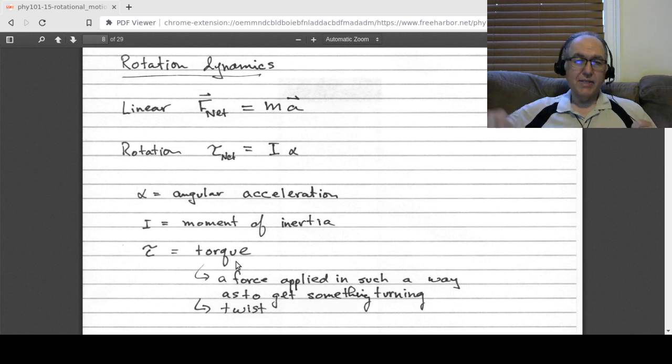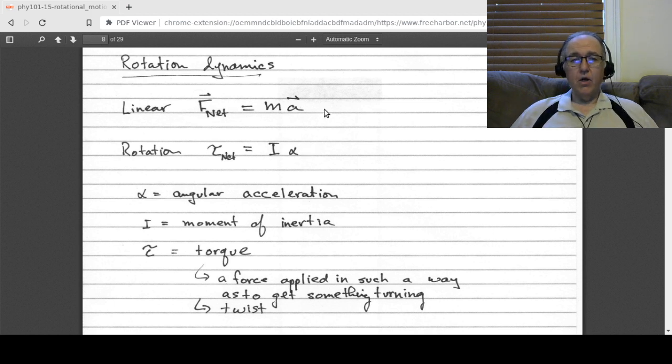So it's basically that turning. It's a force which is applied in such a way as to get something turning. That's the easiest way to define a torque. So there's the idea. If you apply a twisting force to an object, then you're going to get an angular acceleration, but the amount of angular acceleration that you're going to get is inversely proportional to how much moment of inertia it has, how hard it is to get it to turn. So there's Newton's second law, but now in rotational form.